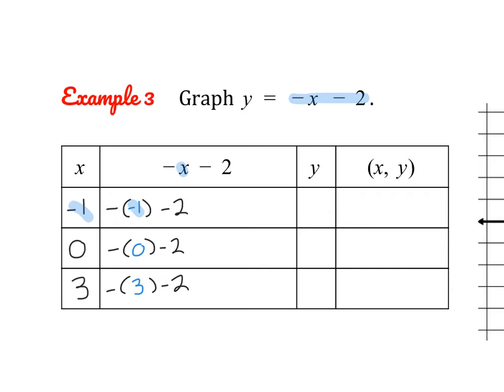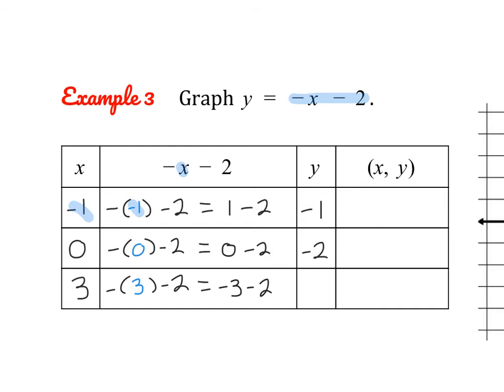All right, so now we need to simplify. And this is when we're going to need to use order of operations. So we know that we always multiply before we add or subtract. So let's do this one first. -1 times -1 is +1. And then 1 minus 2 is -1. So we're going to do this in 2 steps. Now here, -1 times 0 is 0. And then 0 minus 2 is -2. And lastly, -1 times 3 is -3.